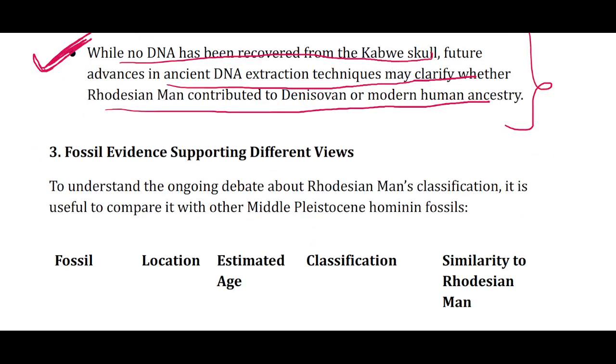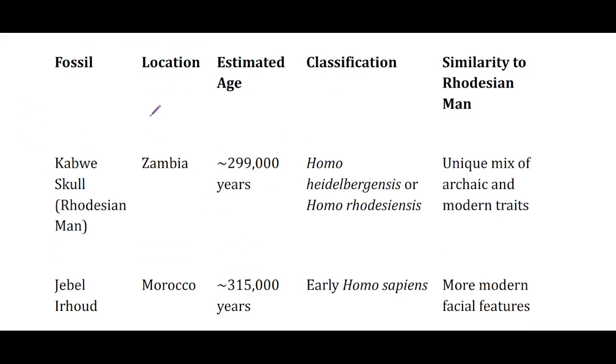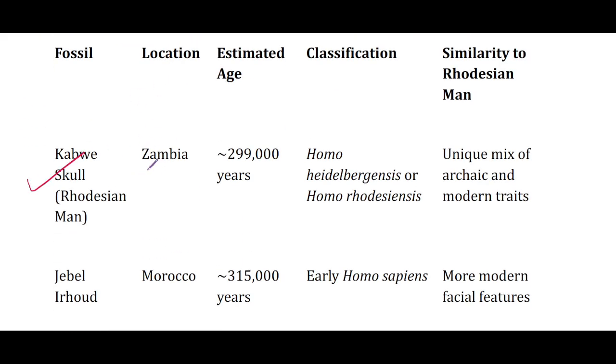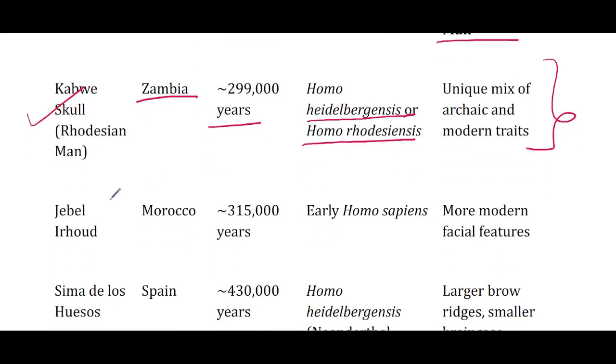Now, the fossil evidence is supporting different views. The comparative chart: the Kabwe skull, location Zambia, estimated age 299,000 years, classification Homo heidelbergensis or Homo rhodesiensis, with a unique mixture of archaic and modern traits.